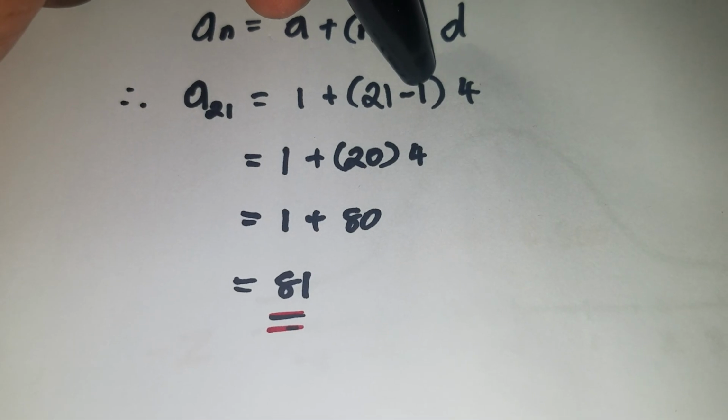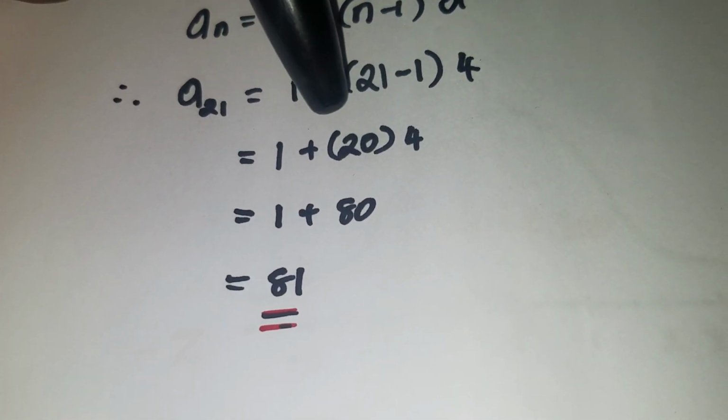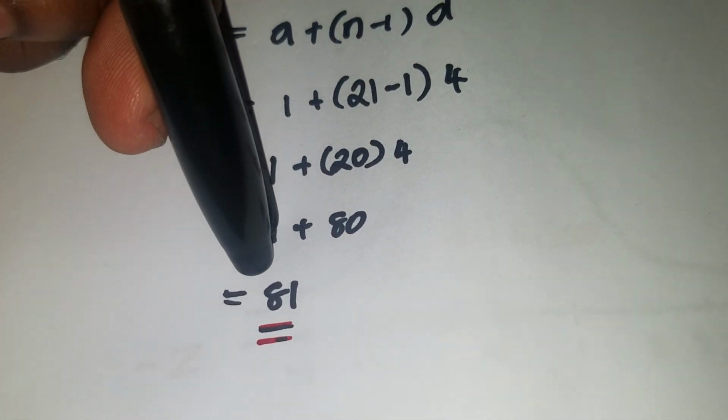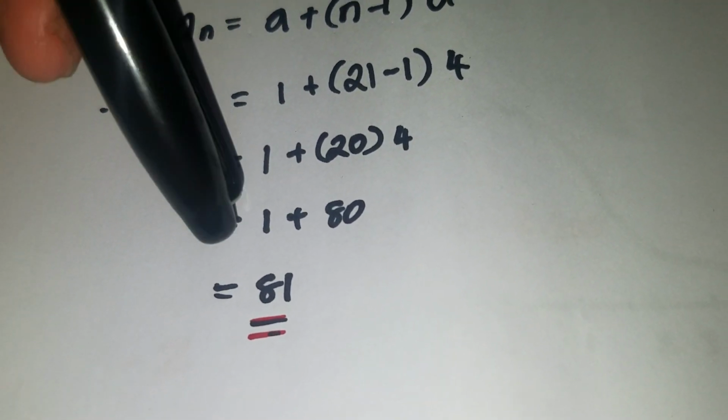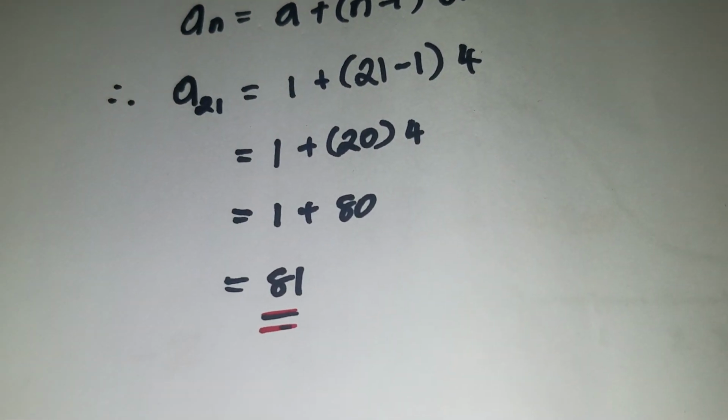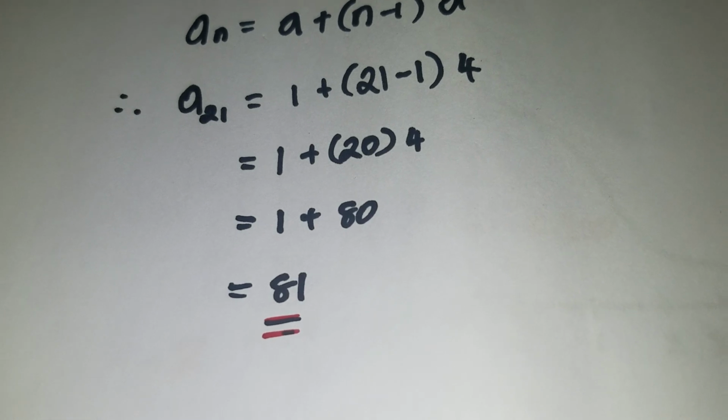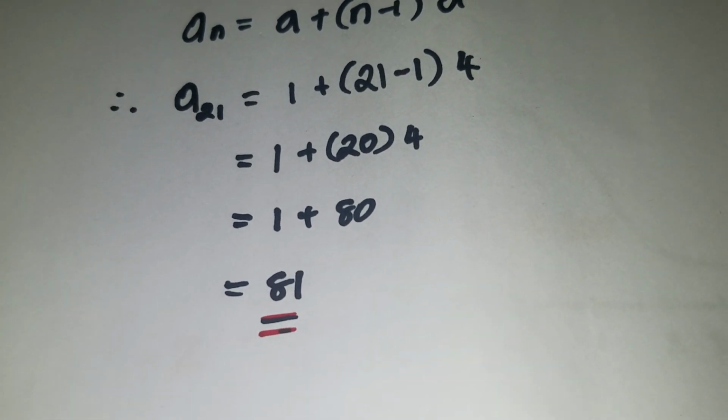21 minus 1 is 20. 20 times 4, 80. 80 plus 1, 81. So therefore, the 21st term would be 81. And that's how we solved this AP question.